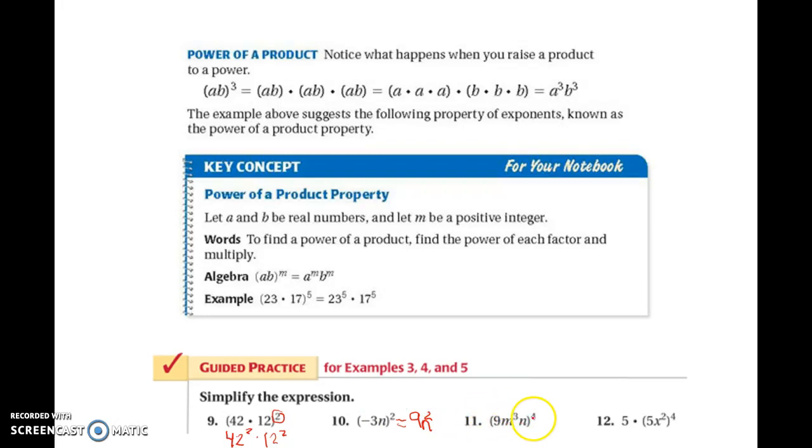The next one, we're going to make sure we apply the 4th power to everything inside. So that's going to be 9 to the 4th power. And then it's going to be m to the 3rd to the 4th. Remember, we multiply those, so that's going to be m to the 12th. And then n, the 1st power to the 4th power, would just be n to the 4th.